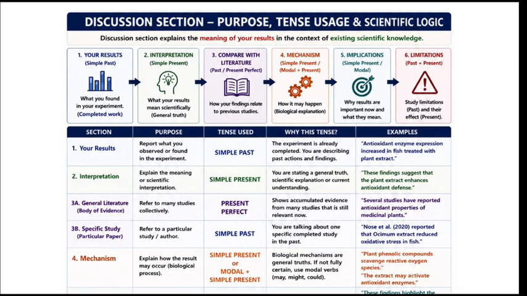We use the simple past tense because the experiments were already done and we have the results already with us. That's why we use the simple past tense to report the findings or the observations from our experiments. Once we write the evidence, from this evidence we have to make a statement.